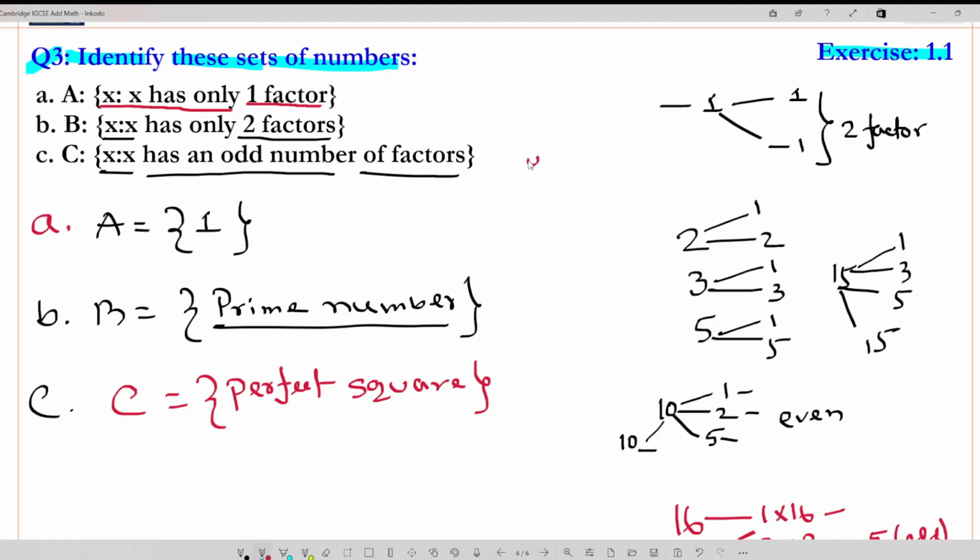Again, if you consider the number 9, look, 9 we can write as 1 times 9, then 3 times 3. So we can divide by 1, we can divide by 3, we can divide by 9. So 1, 2, 3. This 3 is repeated. That's why the number of factors is 3. So 3 is an odd number. So our question, x such that x has an odd number of factors, the result is perfect squares.